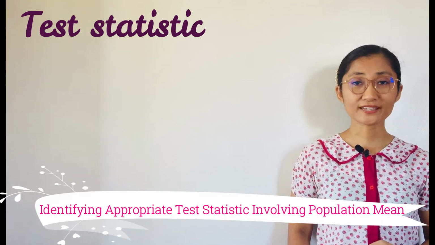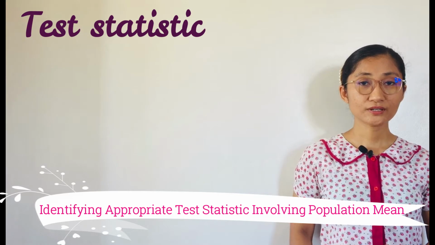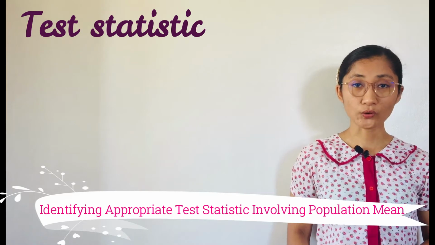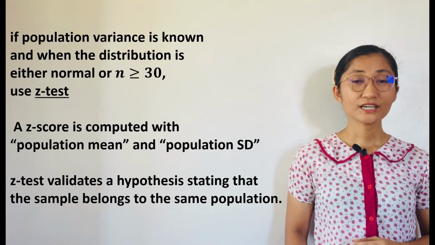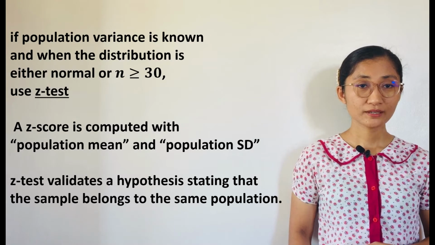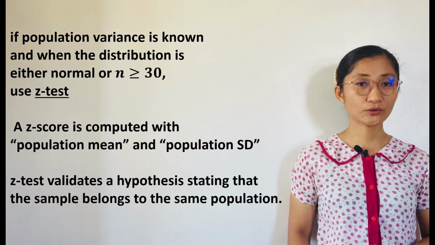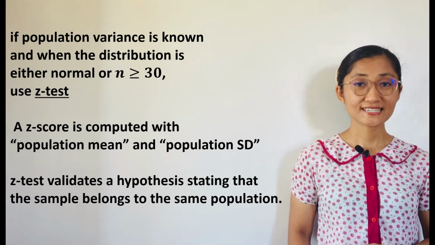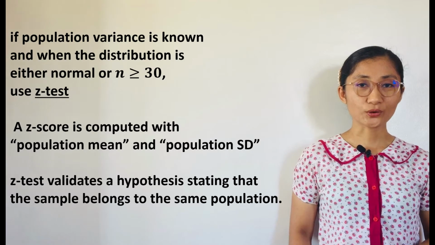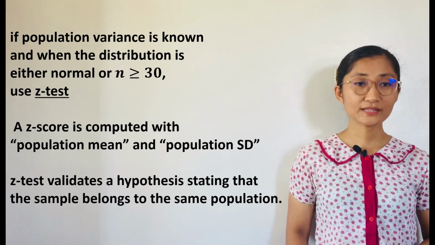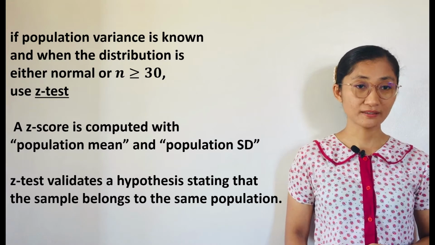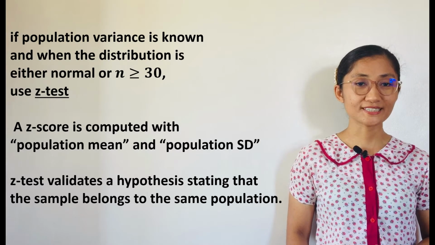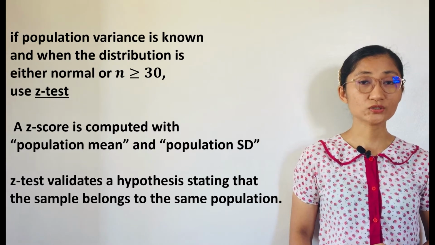In identifying the appropriate test statistic, you have to consider if the population variance or population standard deviation is known or unknown. That is, if the population variance is known, and when the distribution is either normal or the sample size is large, such as 30 and above, we have to use Z-test. A z-score is compared involving population parameters, population mean, and population standard deviation. Z-test validates a hypothesis stating that the sample belongs to the same population.